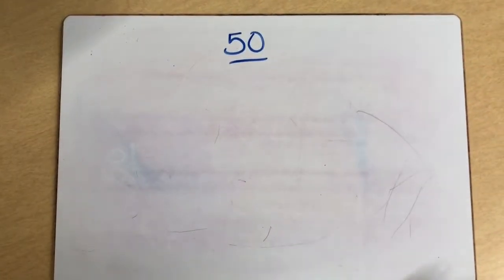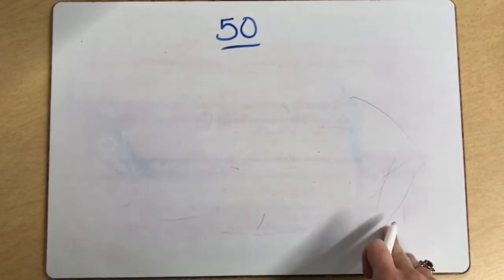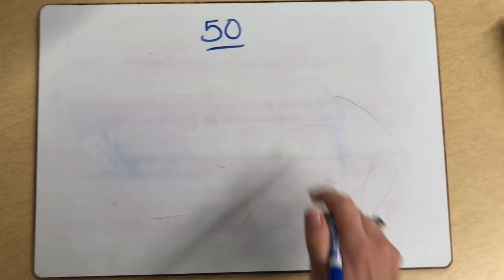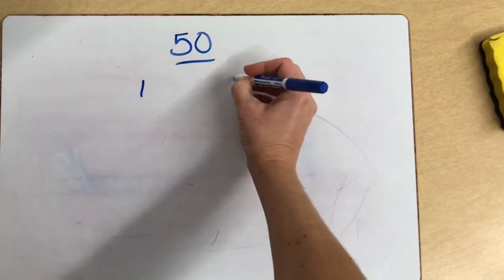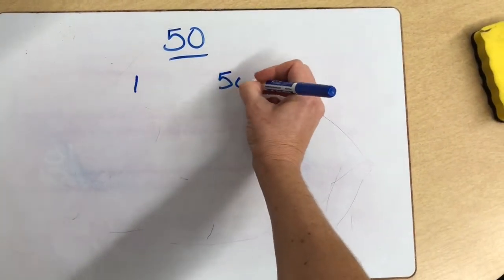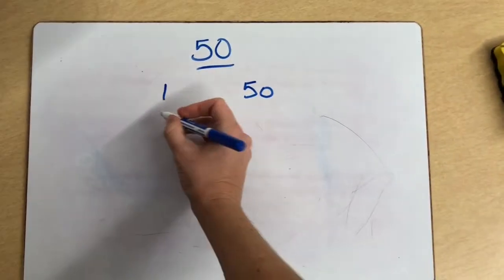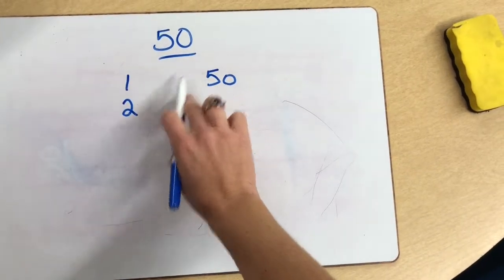I want to find all of the factors of 50. In order to do that, I need to make sure that I go in a very organized fashion so that I don't miss any of the factors. I'm going to start by writing the first pair down of 1 and 50 because I know that those two are factors of 50. I know that 50 is also a multiple of 2 because it's an even number.